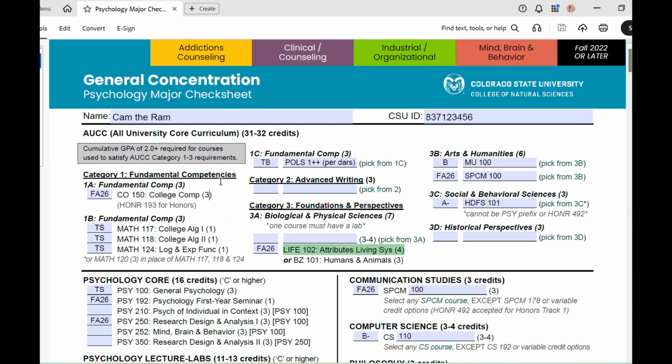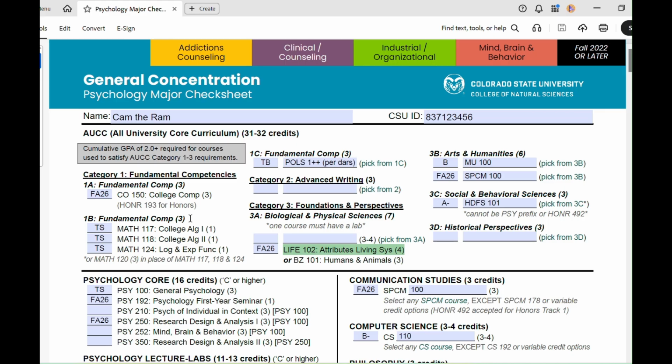If you have a capital letter grade without the T, that means you earned that specific letter grade at CSU. For example, Cam the Ram took music appreciation last semester and earned a B in the course. A few other symbols that I want you to be aware of are the numbers in parentheses. These indicate the number of credits a class is worth. So for example, college composition CO 150 is worth 3 credits.